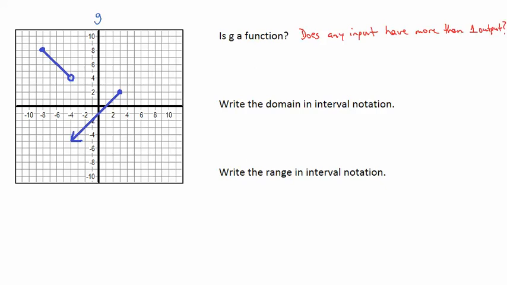So as I'm scanning, I start to notice over here, such as whenever x is -6, my input's -6, I get an output up here, and since this line goes on forever, I will also get an output down here. So -6 does actually have two outputs. So the answer to the question, is g a function? The answer is no, because the input -6 has two outputs.